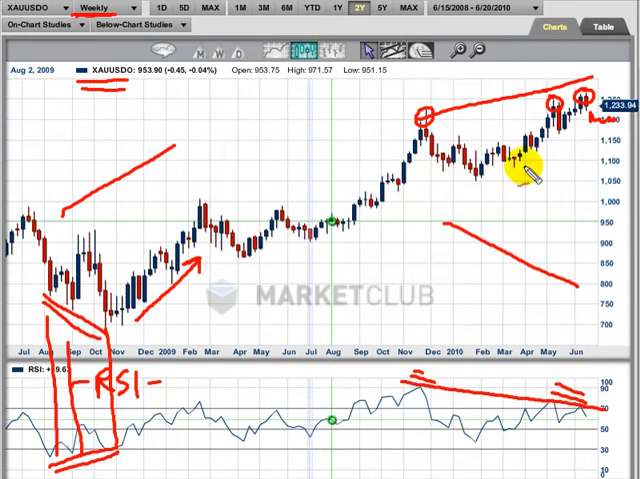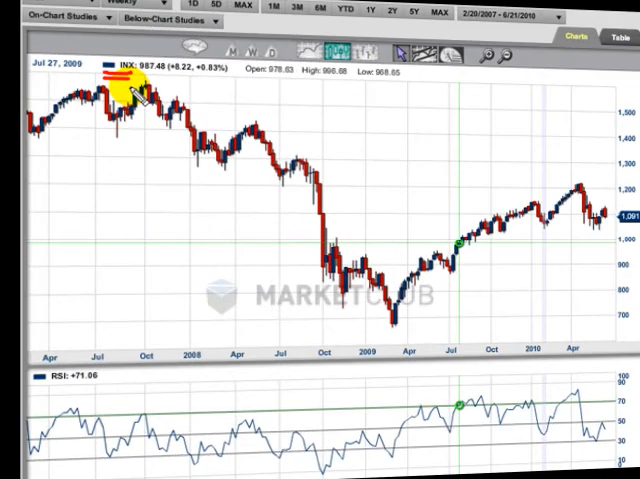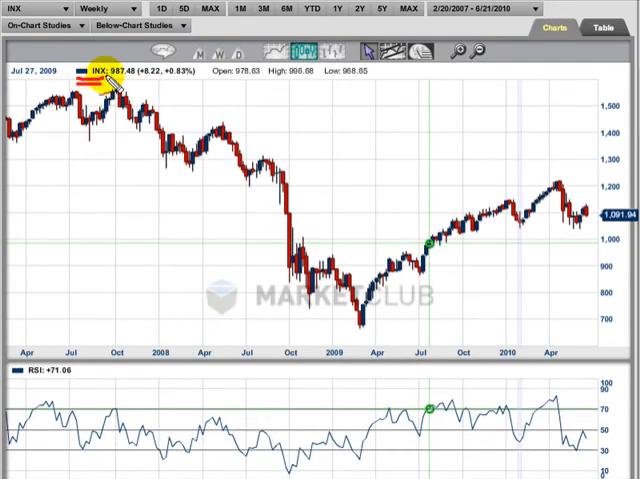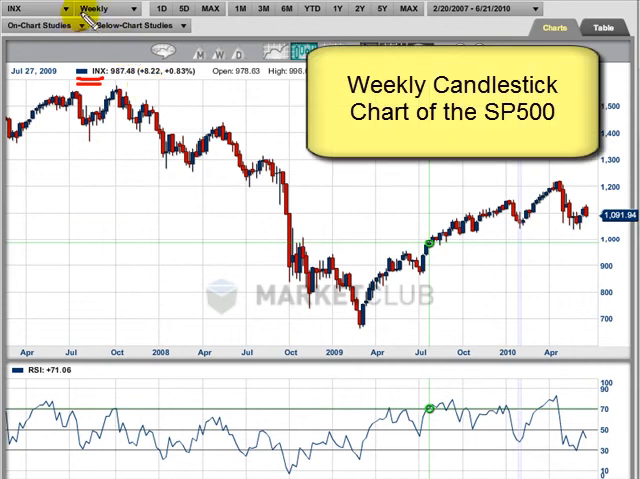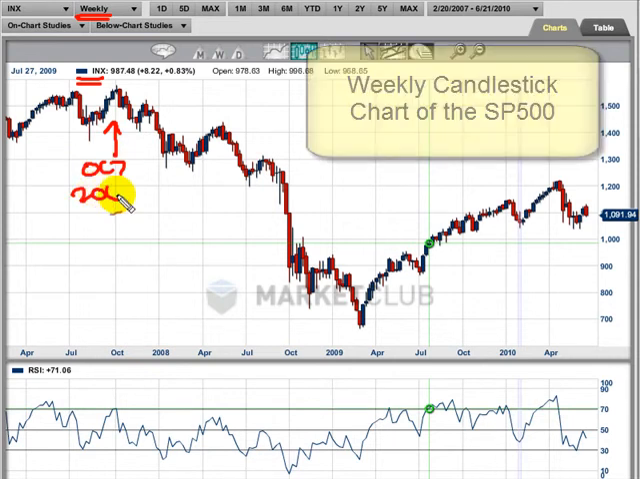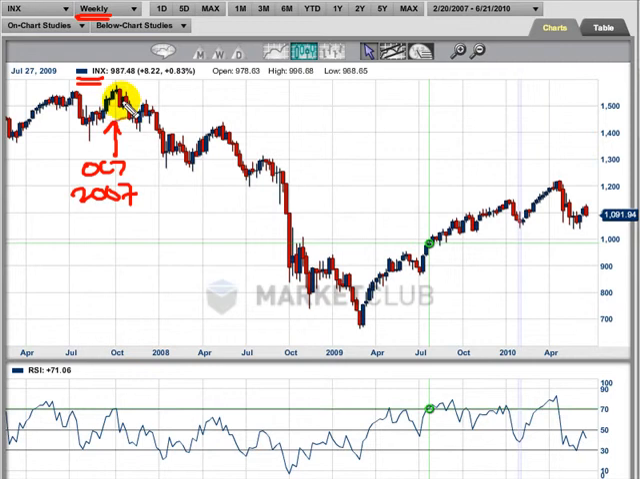So let's take everything off the screen. Okay, we're back and we're looking at the S&P 500, INX on MarketClub, and this is again a weekly candlestick chart. This is going back to the October period right here, October 2007. That's where the market made its high. But what I want you to look at is not so much these prices, but these prices here. If you just dot that up, it goes to here, and the recent high is right here, and you can see you've got that divergence going.